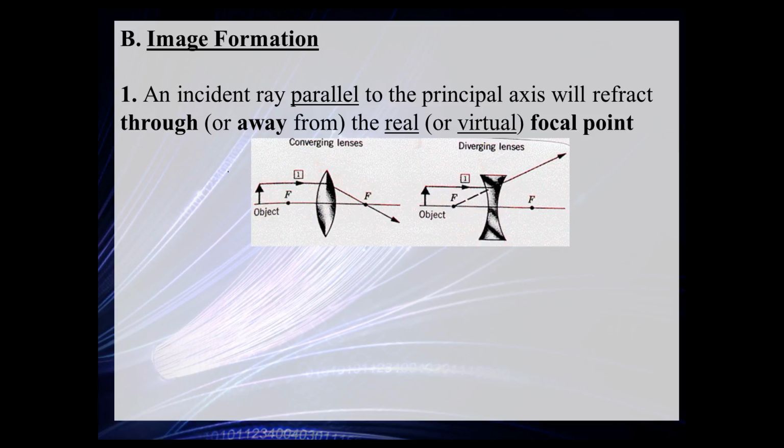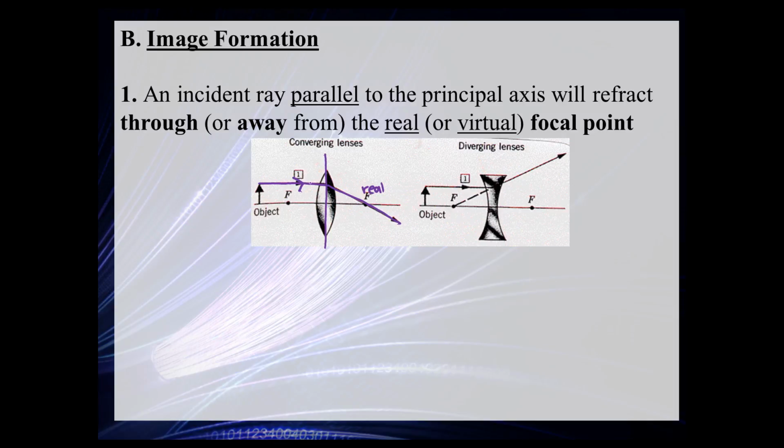Okay, so an incident ray of light that is parallel to the principal axis is going to refract through the real focal point. And what we do is we only show the ray of light bending once. We draw a vertical line through the center of the lens, and then we just draw the ray to the center. And when it hits the center, that's where we start to change the direction of the ray.